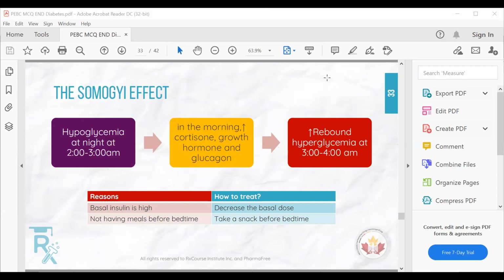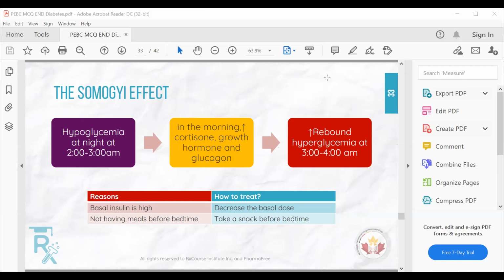So if I decide that it's a Somogyi effect, my goal is to prevent the hypoglycemia during the night by either giving fewer units of the basal insulin, I try to decrease it by 10%, or by asking the patient to take a snack before bedtime. This is how we can prevent the hypoglycemia during the night.